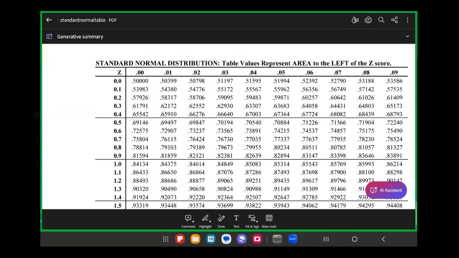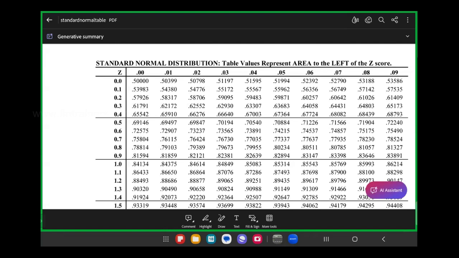The first thing you need to know is the table value represents the area to the left. Okay, for your Z table, it's the area to the left. It's not always like that. Some of the distributions you will see later on in hypothesis testing, the value they give is to the right. Okay, but for standard normal distribution, this table represents area to the left of the Z-score.